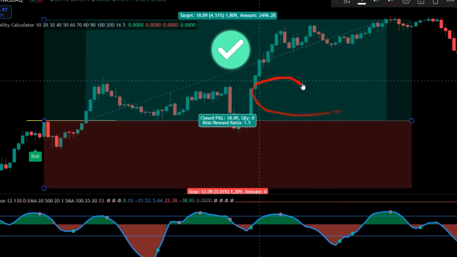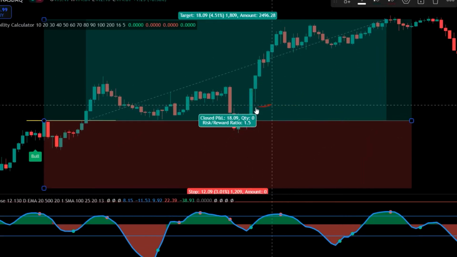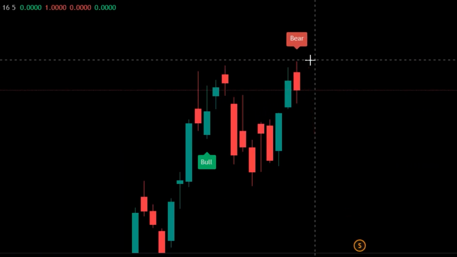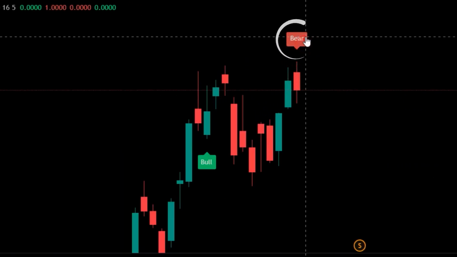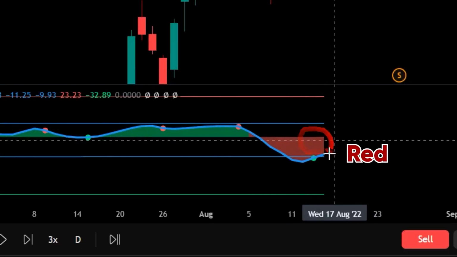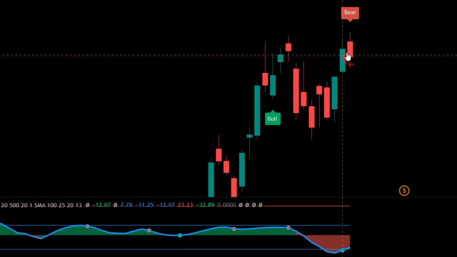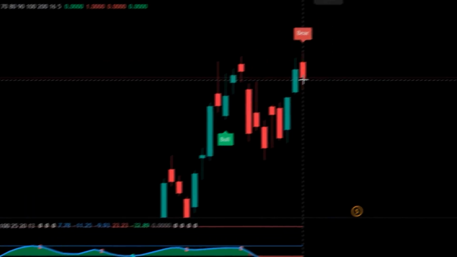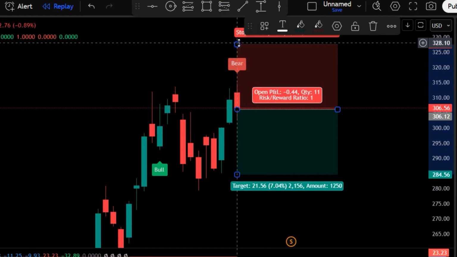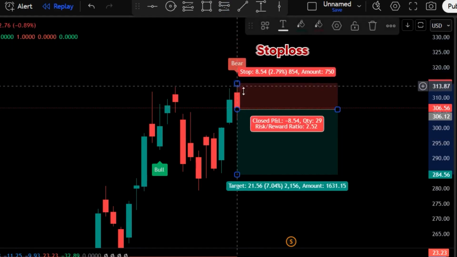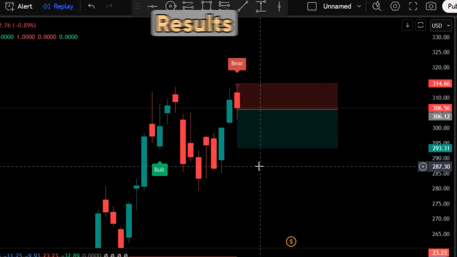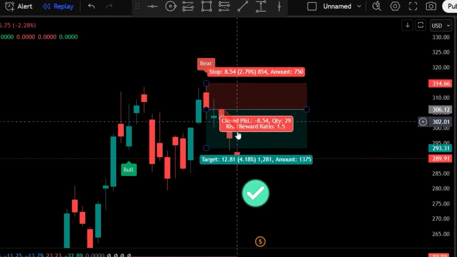Let's go through a few real-time trade examples to make sure you fully understand this strategy. Example 1. Bearish trade. The reversal indicator gives a sell signal. The EMA of slopes is red. A bearish candle forms, confirming our entry. We place a sell order. Stop loss at the previous high, take profit at 1 to 1.5 ratio. Results: trade hits our target.